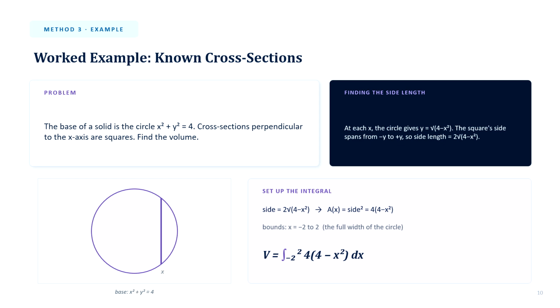And since the square spans from negative y to positive y, the side length is 2 times that square root. So the area of each square is the side length squared, which gives us 4 times the quantity 4 minus x squared. We integrate that from negative 2 to 2, since that's the full width of the circular base.